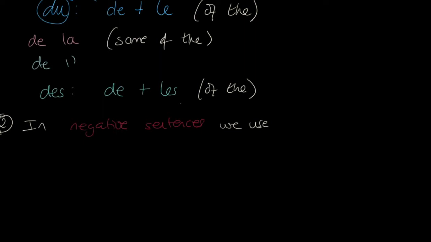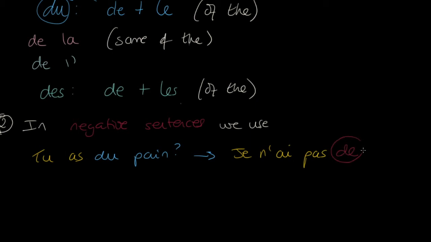Let's go with the question here. Tu as du pain? Do you have any bread? My answer is going to be je n'ai pas. And watch what happens here. My du becomes de. Je n'ai pas de pain. So my negative sentence, I don't have it. I've got my negatives in here. Je n'ai pas de. My du has changed to de.